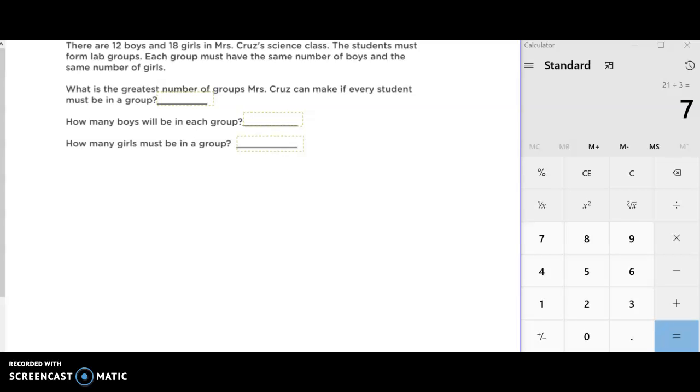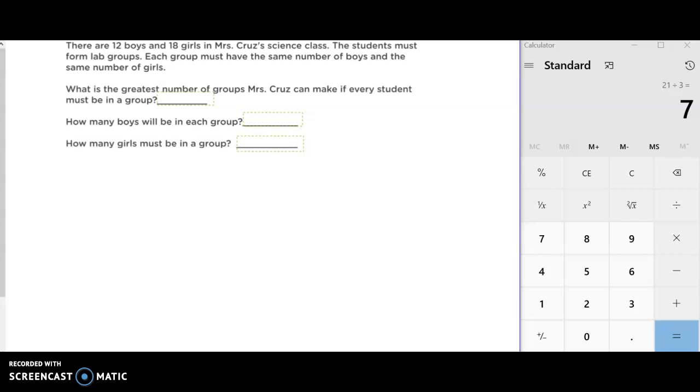There are 12 boys and 18 girls in Mrs. Cruz's science class. The students must form lab groups. Each group must have the same number of boys and the same number of girls. What is the greatest number of groups Miss Cruz can make if every student must be in a group? How many boys will be in each group? And how many girls must be in each group?